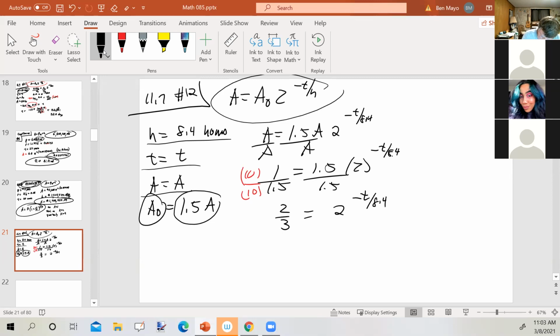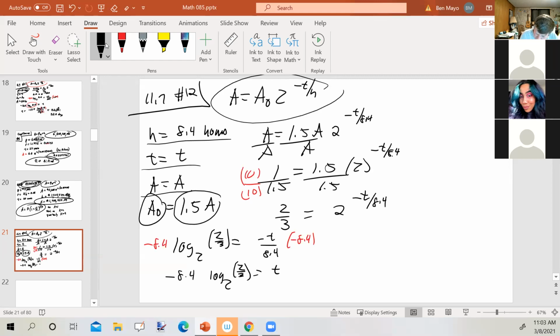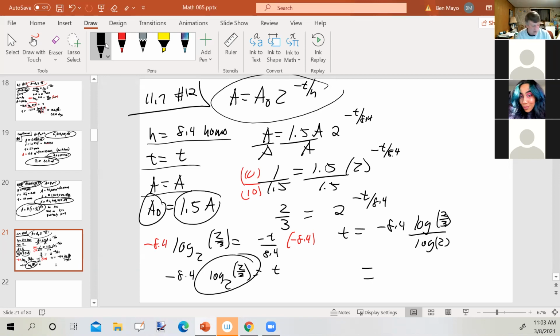Change that to a logarithmic equation. Log base 2 of 2/3 equals negative t over 8.4. Multiply both sides by negative 8.4. And we get negative 8.4 log base 2 of 2/3 equals t. So t equals negative 8.4. I'm going to use the change of base: log of 2/3 divided by log of 2. I'm going a little faster here just because it's just like a problem we did, and I've still got a bunch I'm going to try and get through for people.